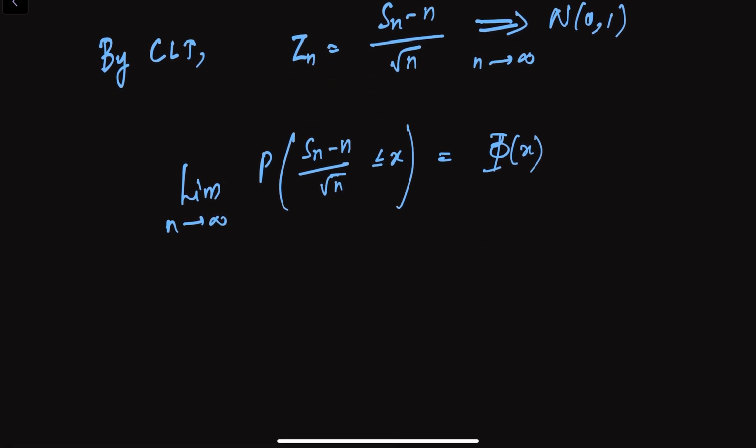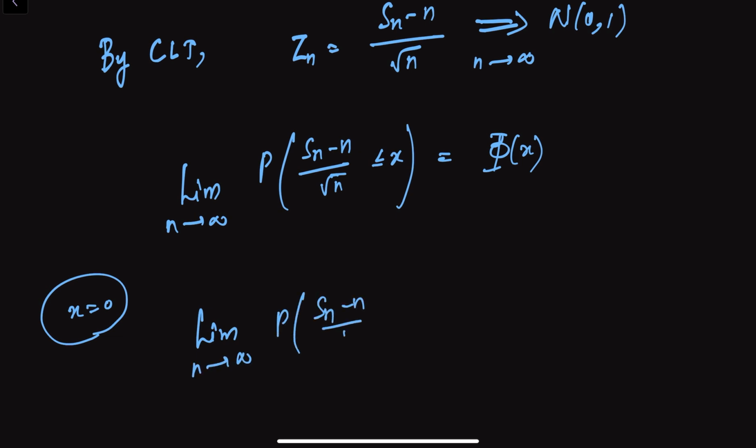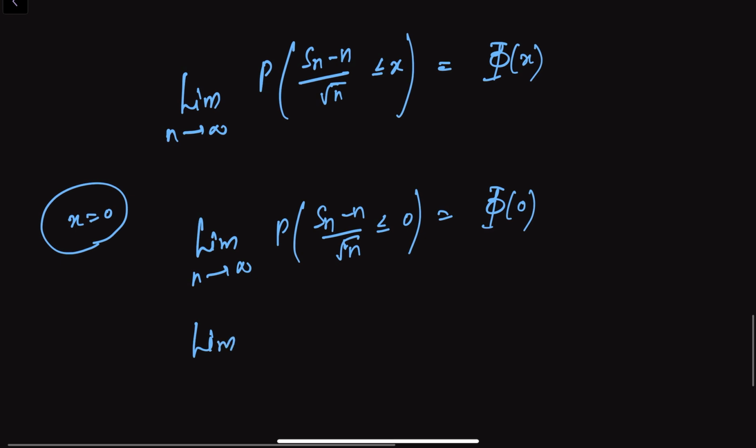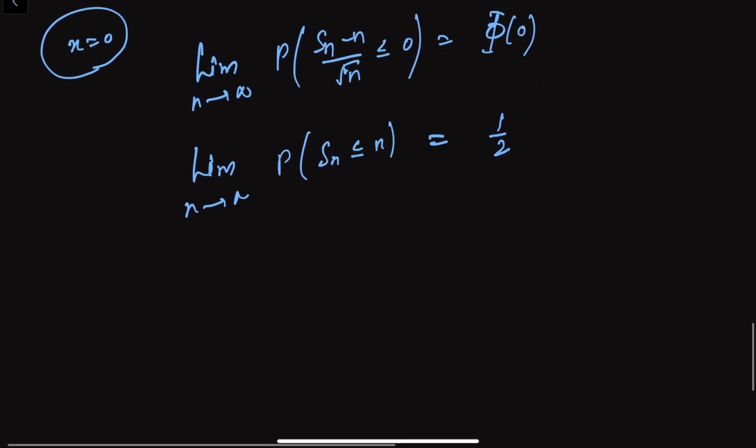So if I consider x equals 0, I can write the limit as n tends to infinity of the probability that Sn minus n by square root of n is less than or equal to 0, that's nothing but phi of 0. That means the limit as n tends to infinity of the probability of Sn less than or equal to n is phi of 0. Phi of 0 is nothing but half. Now, Sn is following Poisson with parameter n.